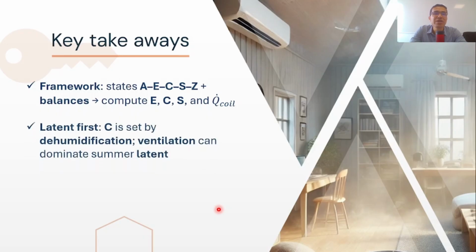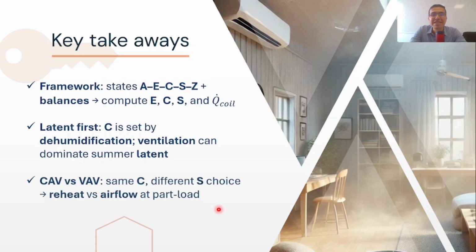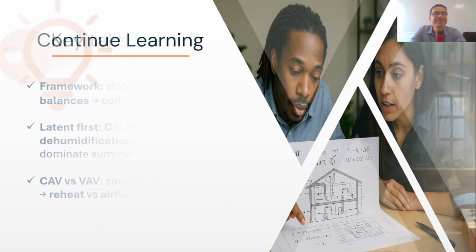And then, in hot or humid conditions, latent needs often fix C, and the ventilation may be the largest latent driver. Recognizing this early prevents undersizing and poor humidity control. Finally, CAV and VAV diverge at the supply decisions. CAV uses reheat at constant flow. VAV uses variable flow with minimal reheat until a minimum flow limit. This explains these energy differences.